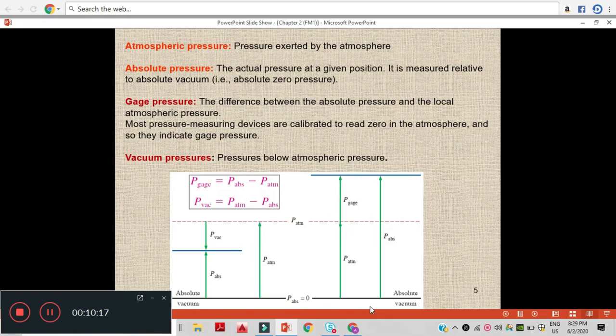This is our absolute zero. Any pressure measured from this reference point is called absolute pressure. Any pressure measured from this reference point is called gauge pressure or vacuum pressure. Here you can see the gauge pressure is equal to absolute pressure minus atmospheric pressure. What is vacuum pressure? When the pressure is below atmospheric pressure, it is called vacuum pressure. So atmospheric pressure minus absolute pressure is called vacuum pressure.